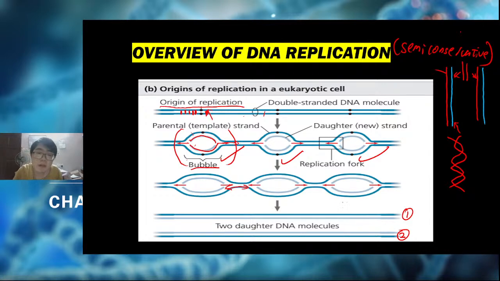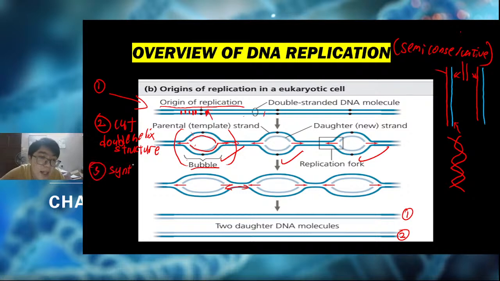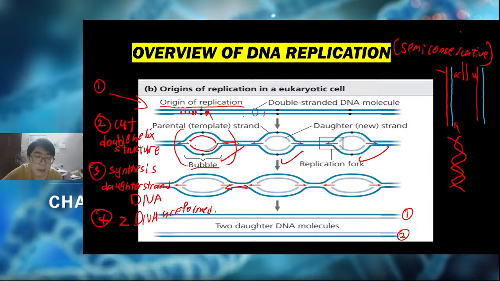So in DNA replication, the first step is to recognize the origin of replication. The next step is to cut the double helix structure. Then you have to synthesize the daughter strand DNA. You have to know these three steps. Only then are two new DNA molecules produced.